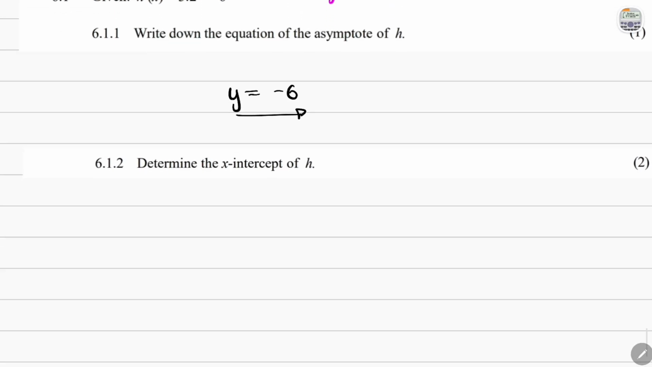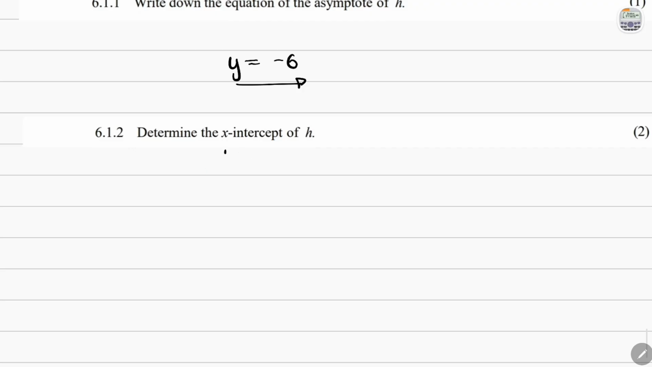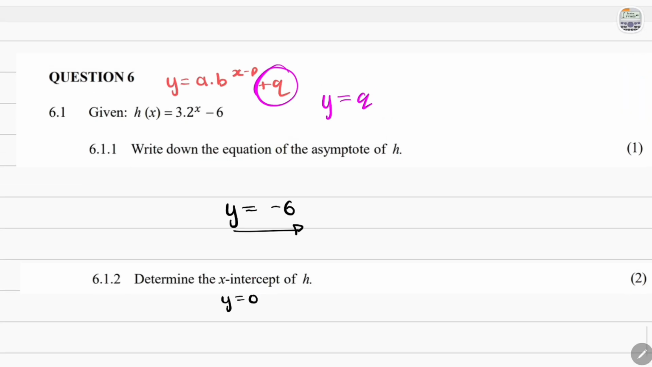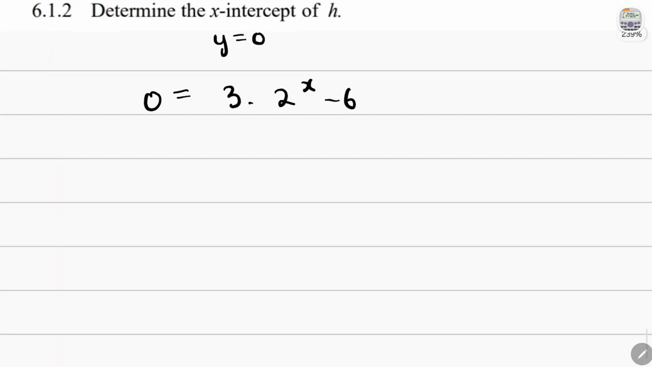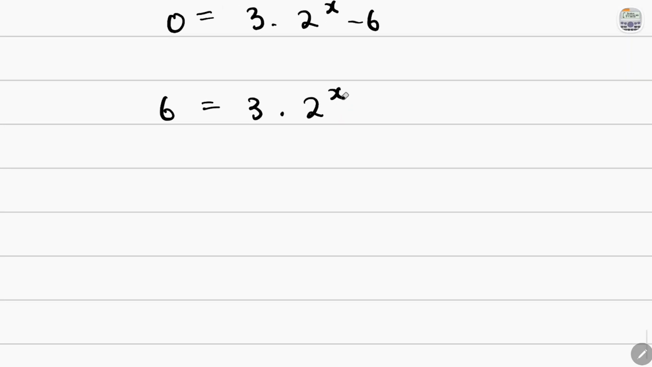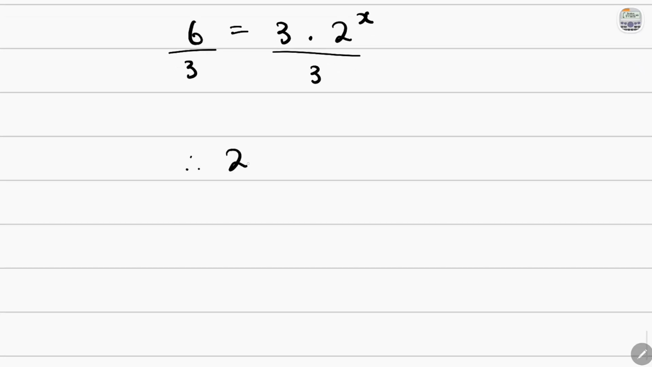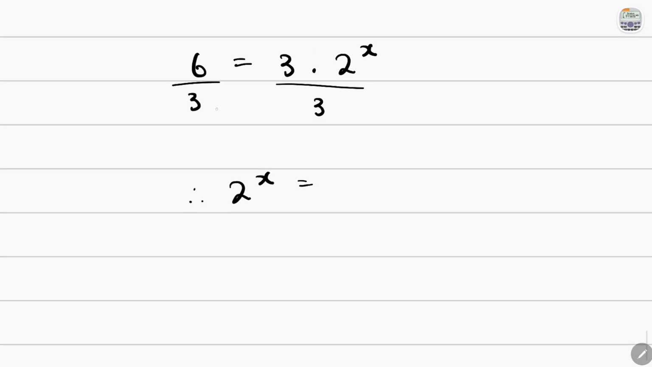To find the x-intercept, we simply make y equal 0. This is h of x, that's y. We'll say 0 is equal to 3 multiplied by 2 raised to the power of x minus 6. If you transpose this, it becomes positive 6 is equal to 3 times 2 raised to the power of x. To get to the x, we need to get rid of the 3. So divide both sides of the equation by 3. Therefore, 2 to the power of x is finally equal to 6 divided by 3, which is 2.